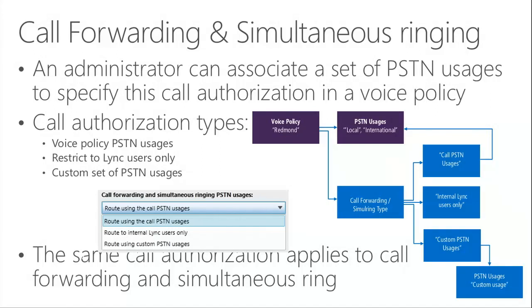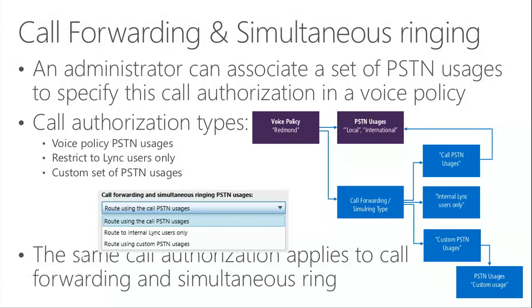So here in Lync 2013, we have the capability to have customized simultaneous ring PSTN usages. You can assign it to users in such a way that if a person has national, like if you look at the slide here, they can have route to internal Lync users only, so they can get the simultaneous ring on that. They can also route using a custom PSTN usage. Here we can define at a granular level that if somebody has only national, he can get the simultaneous ring. He doesn't need to be international.